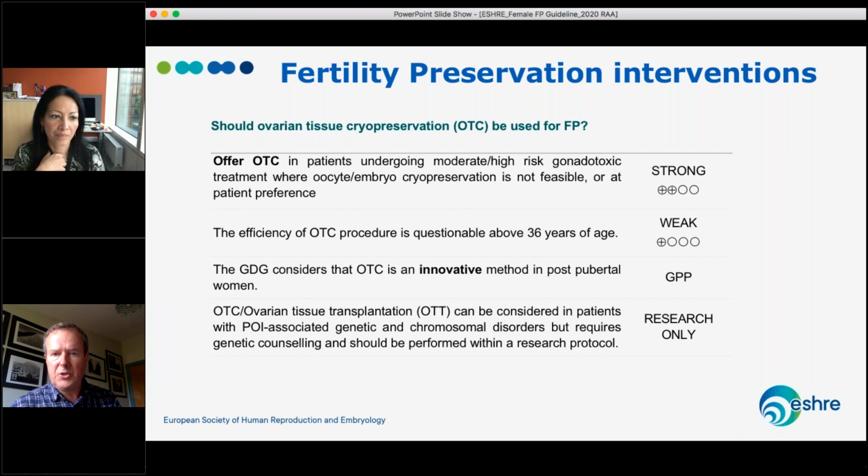There's been a lot of discussion as to what is the actual status of ovarian tissue cryopreservation, and we considered that we should conclude that it should be categorized as an innovative method, so not experimental anymore, but not yet fully established in postpubertal women, particularly with cancer and other recognized medical conditions. When you're talking about POI-associated genetic and chromosomal disorders, however, we felt that that was really an area where there's still a lot more research required, and its use in those patients we felt was a research-only application.